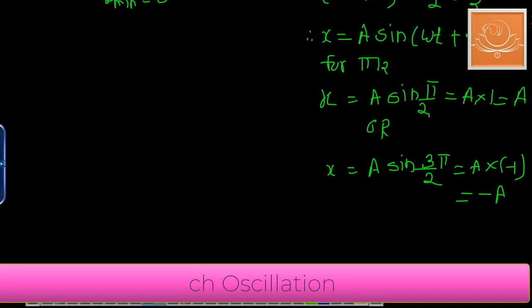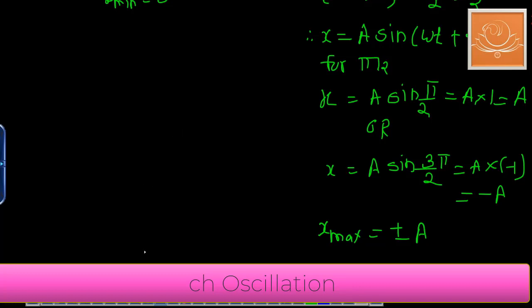That means for extreme position, the displacement has a value plus or minus a, which is equal to amplitude. At extreme position, the displacement of the particle performing simple harmonic motion is maximum. These are the extreme values of displacement at mean position and extreme position.